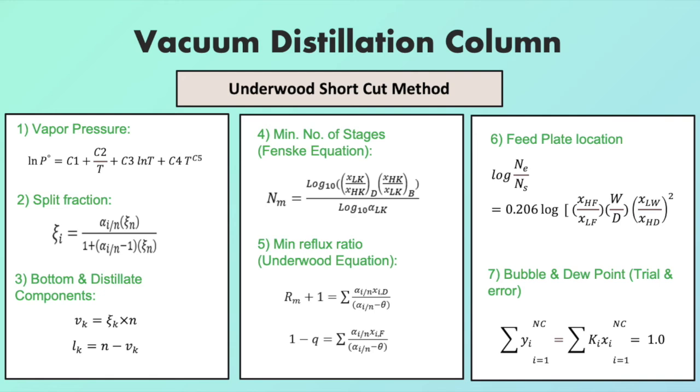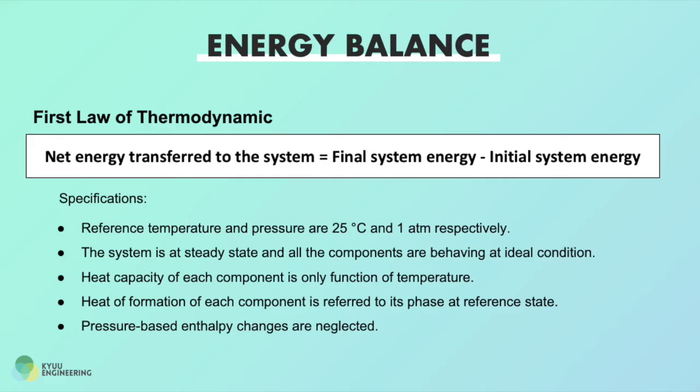For steps 4 to 7, the formulations are used to calculate the number of stages, feed plate location, bubble point, and dew point. Next, the energy balance is calculated based on the first law of thermodynamics.